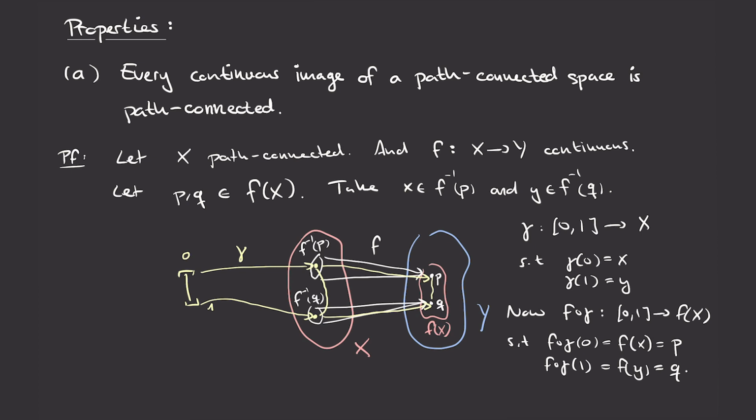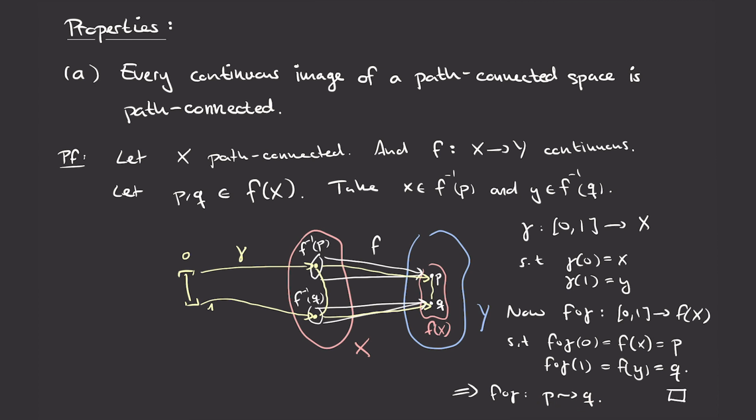The only other thing we need for it to be a path is that this composition be a continuous function, which it is because f is a continuous function and gamma is a continuous function, and therefore their composition is also continuous. So in any case, this shows that f after gamma is a path going from P to Q. And I'll be using this sort of squiggly arrow notation to denote a path going from some starting point to some endpoint. Okay, so this proves this property.